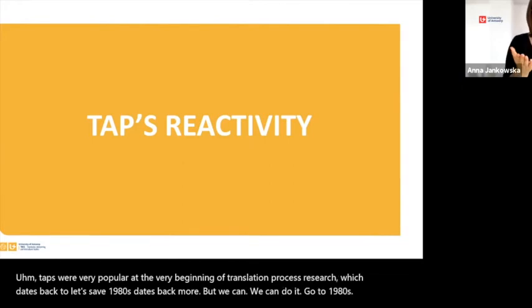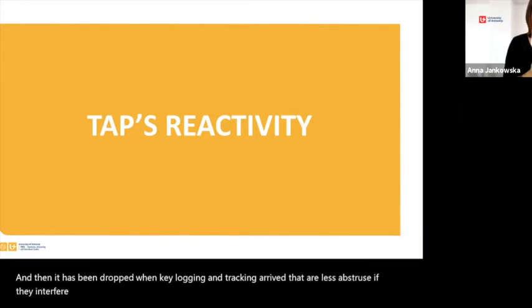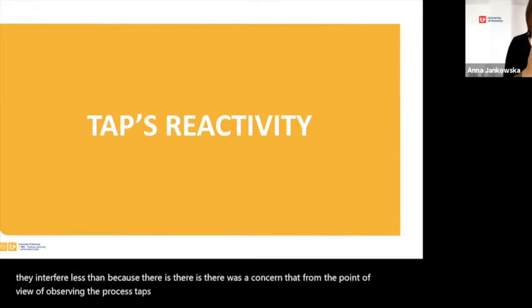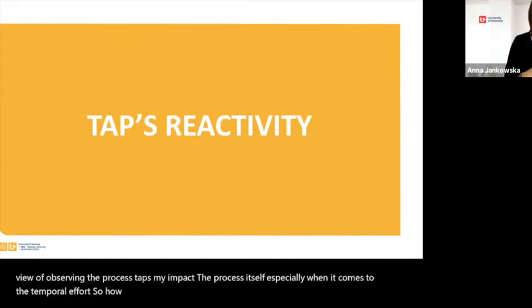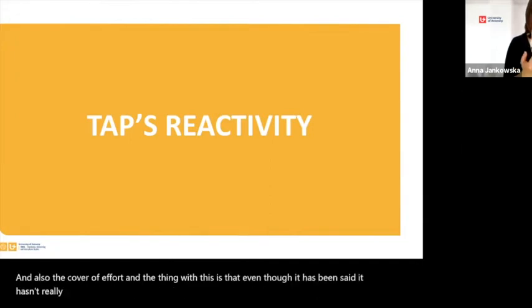And then it has been dropped when keylogging and eye tracking arrived, that are less obtrusive. They interfere less. Because there was a concern that from the point of view of observing the process, TAPs might impact the process itself, especially when it comes to the temporal effort, so how long the translators take to write, and also the cognitive effort. The thing with this is that even though it has been said, it hasn't really been researched.